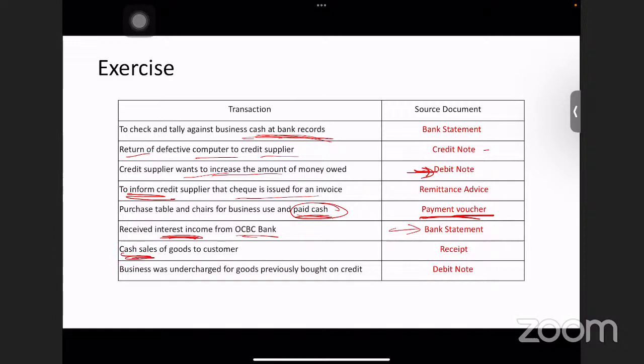Here, cash sale of customer. This is receipt. Okay, so you only have invoice when it's a credit sale. Here is a cash sale. So it comes down to the knowledge of you knowing the difference between cash versus credit transaction. So cash transaction means I buy now and I pay now. And then credit will mean buy now, pay later. So for here, cash sales will mean that I sell it now and I receive money immediately. So receipt. Therefore, here cash sale is a receipt. Next, business undercharge. So debit note. Straightforward.